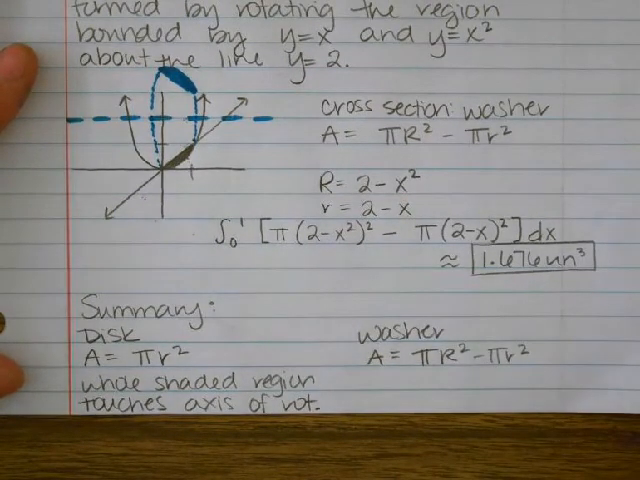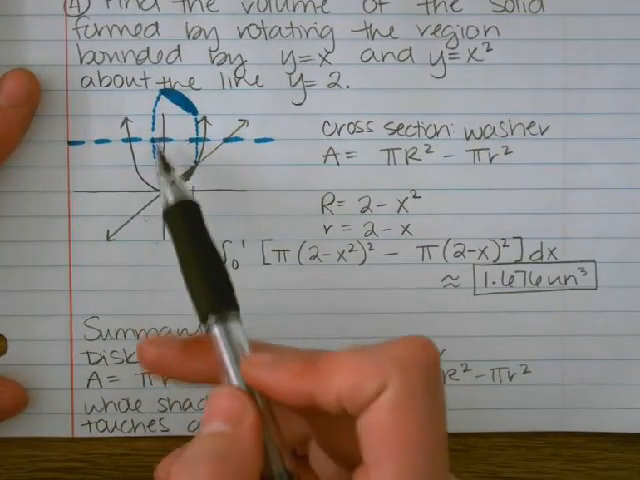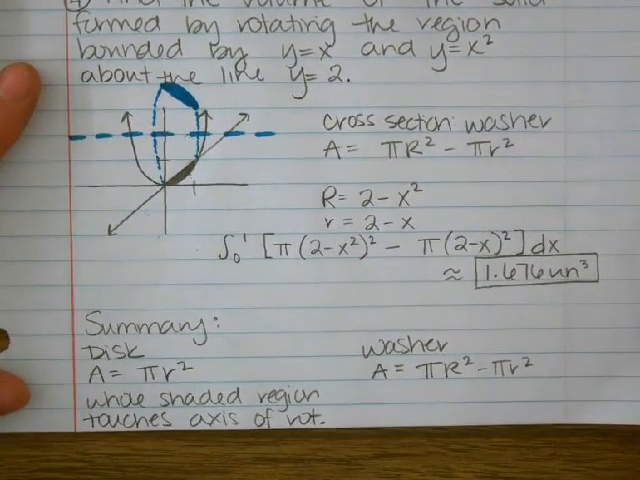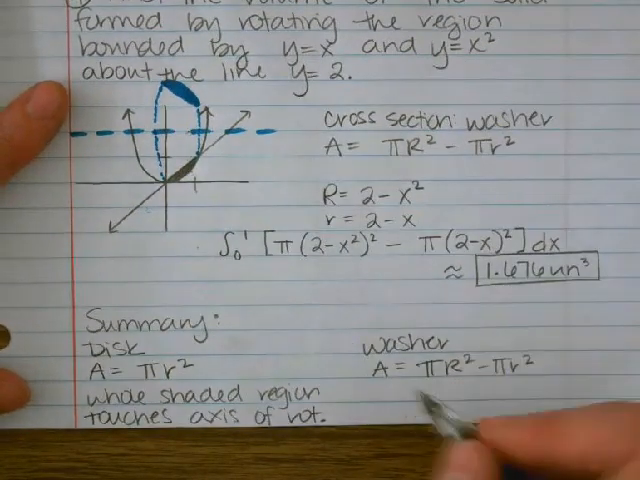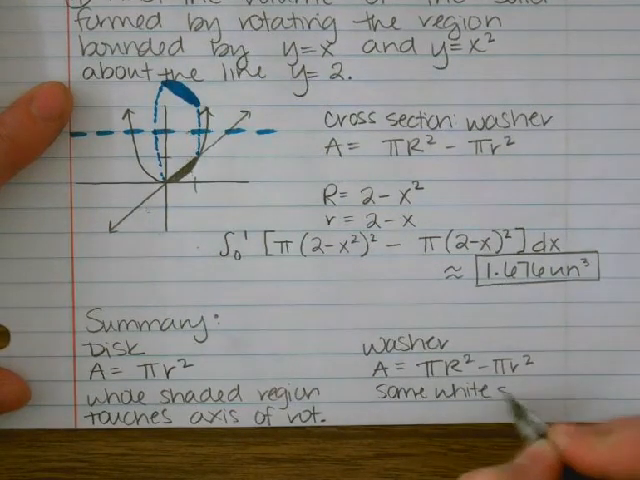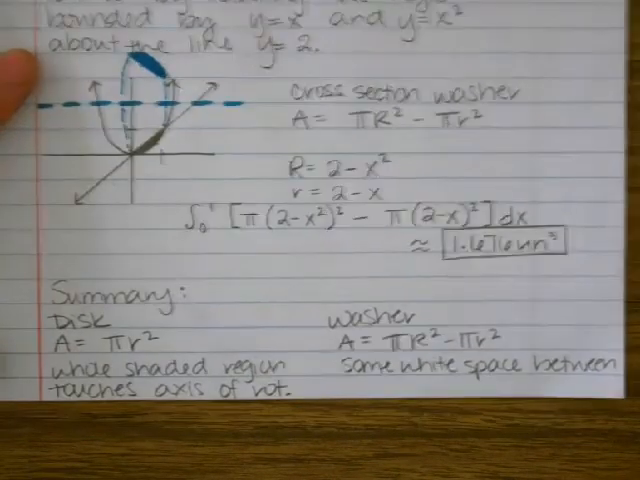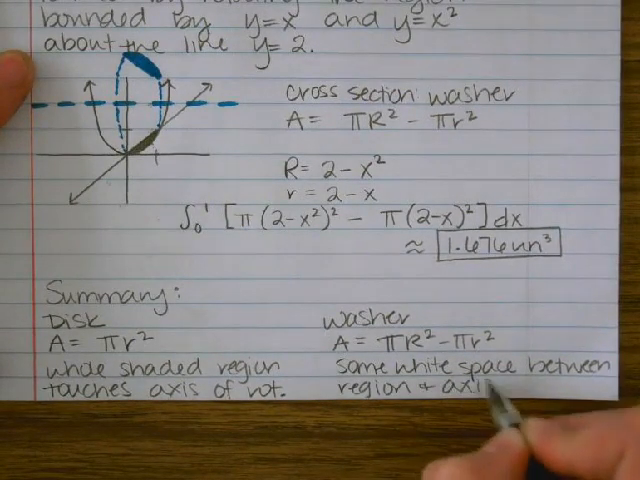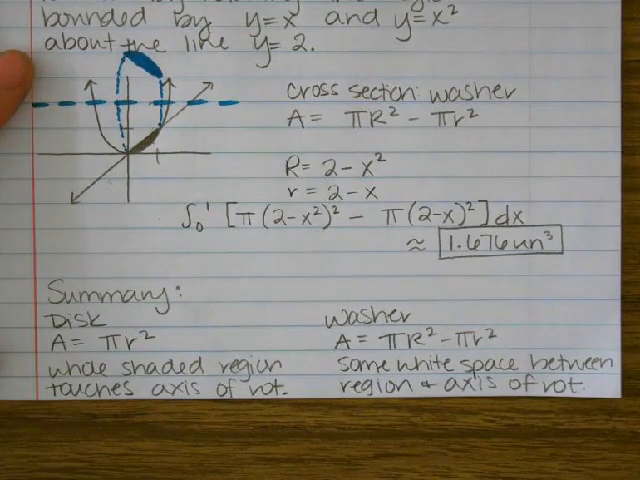And you're going to notice that there's going to be some space, like gaps. So this is not a solid sort of object. It's hollow on the inside. So we're going to say there's going to be some white space between the region and the axis of rotation. And then we'll go a little bit more in depth with that tomorrow.